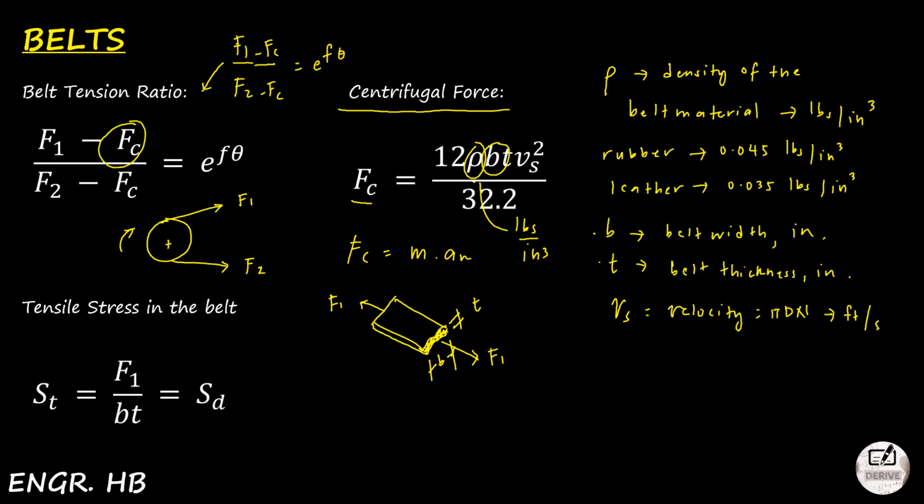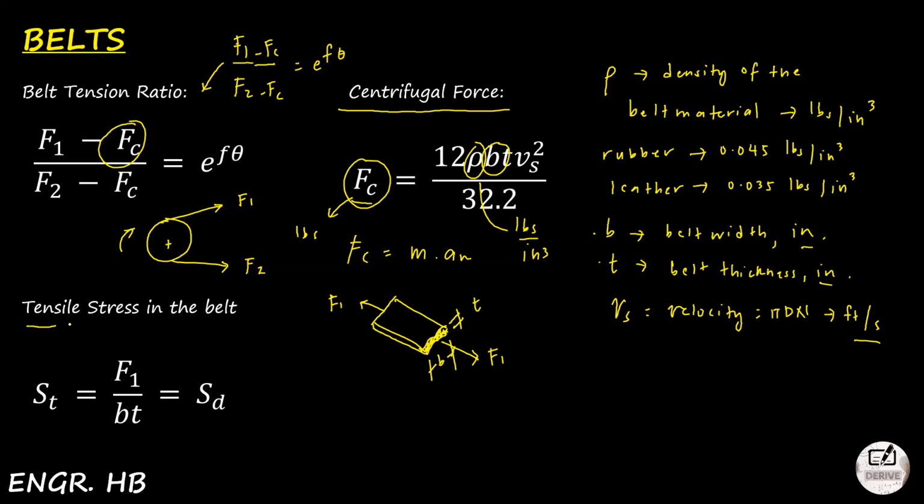Basta sundin mo lang na yung density mo dapat nasa pounds per cubic inches. Yung BNT mo should be in inch. And of course, this BS or velocity should be in feet per second. Tapos square mo na lang. Then 12 over 32.2, the final answer, your centrifugal force is in pounds. Ngayon, kung tinatanong is kilograms, just use this set of formulas first para makakuha ka ng pounds na unit. Then, tsaka mo na i-convert sa kilograms.